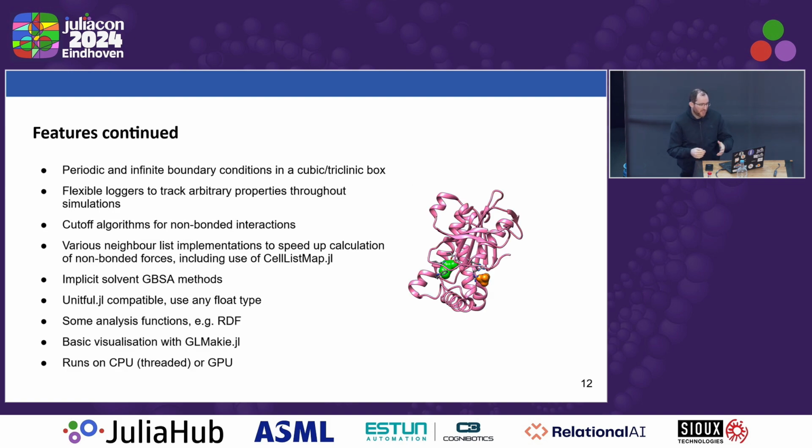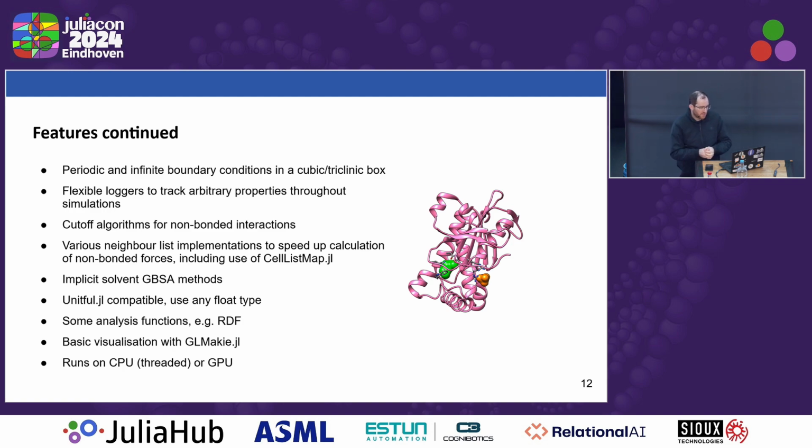You can simulate in a triclinic box. You have flexible loggers that allow you to track arbitrary properties throughout the whole simulation. We have various neighbor list implementations, including CellListMap. At this JuliaCon, I heard about two new neighbor lists. One is spatial hash tables, and the other is PointNeighbors. And so I'm hoping to add these as well to Molly.